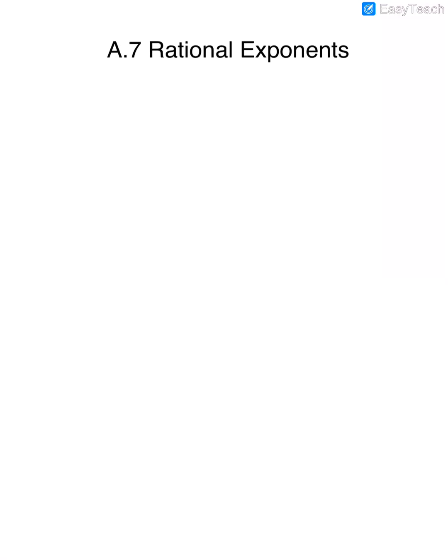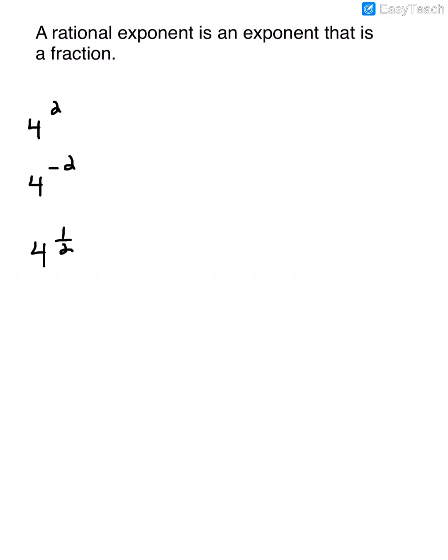Rational exponents. A rational exponent is an exponent that is a fraction. Let's recall some things about exponents. If we have 4 to the second power, that means 4 times itself, or 4 times 4, which would be 16. If we have 4 to the negative 2 power, the way that we get rid of a negative exponent is to take the reciprocal of the base. So this would be the same thing as 1 over 4 squared, and that would give us 1 over 16.